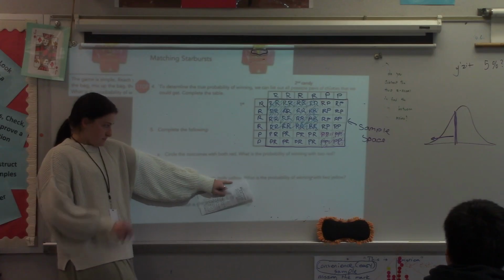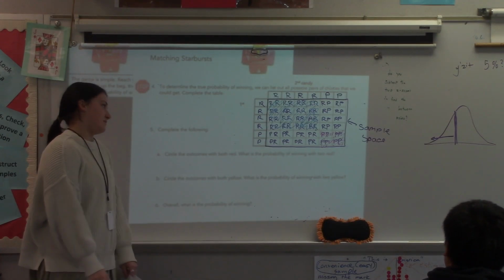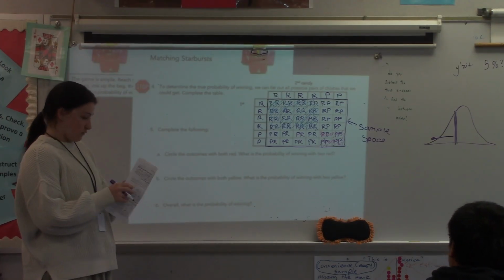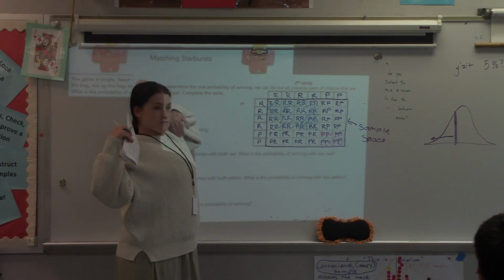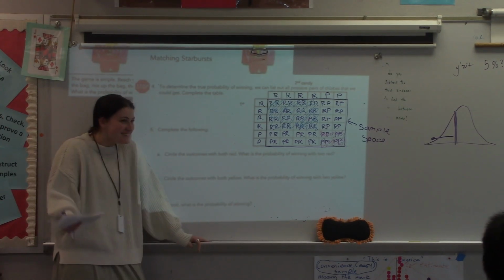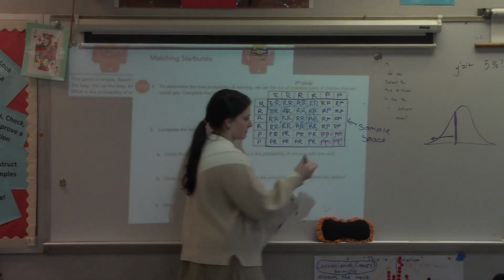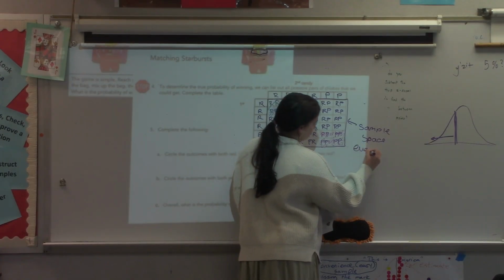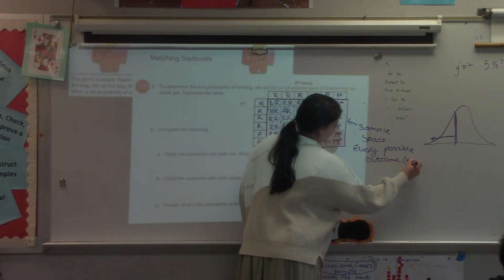Alright, so we kind of circled the outcomes that are both red. What is the probability of winning with 2 red? Wait, really quickly, just to clarify, what do we mean by sample space? All the possible outcomes? It's every possible outcome. When we say sample space, it is listing out every possible outcome, every possible what we call event.